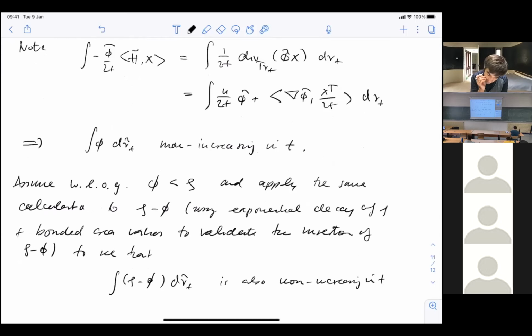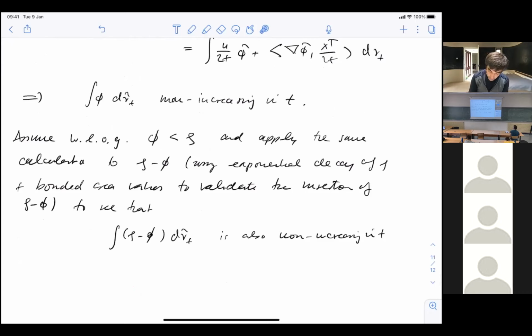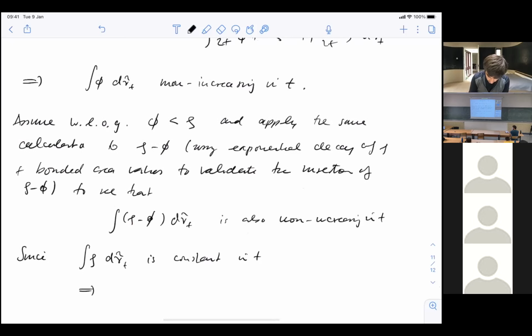Okay, but you see, this function is non-increasing, and that function is non-increasing. Remember we've proven that the integral over rho is constant in time. This is the fixed rho, not rho depending on time; we took the scaling out. So this is constant in time. Since the integral of rho d nu twiddle of t is constant in t, we get that the integral over phi d nu twiddle t is constant in t. And that would be it. So that gives the full self-similarity of the limit.